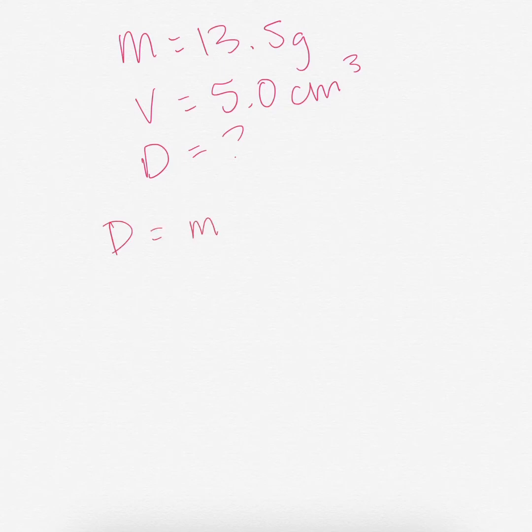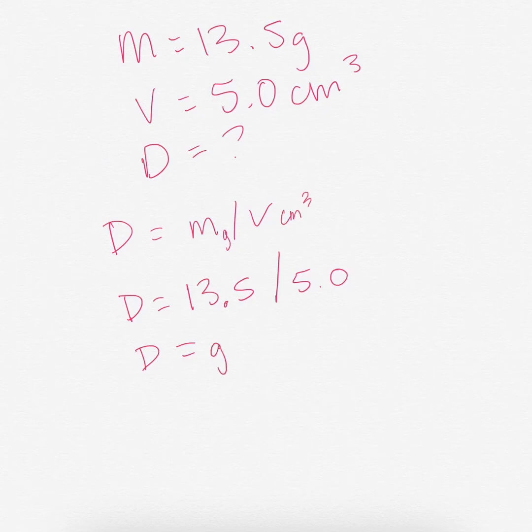So density equals mass divided by volume. So all I'm doing is plugging in numbers: 13.5 divided by 5, and that will give you the density. So you can solve that on your own. What's the unit for density in this case? Well, if mass is in grams and volume is in centimeters cubed, density is just grams per centimeter cubed.